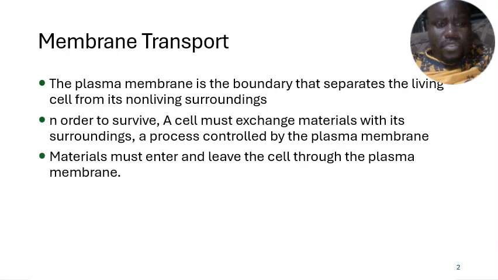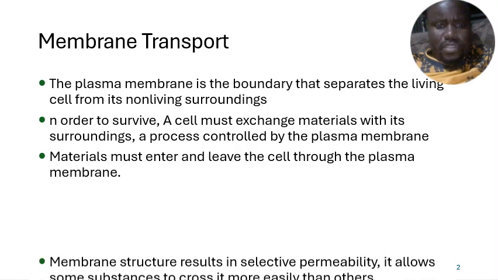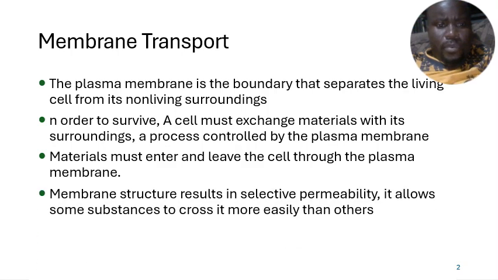Why? Because this is the barrier that controls what goes into the cell and what leaves the cell. So the membrane structure results in selective permeability. In other words, it allows some substances to cross easily while others are limited to cross.